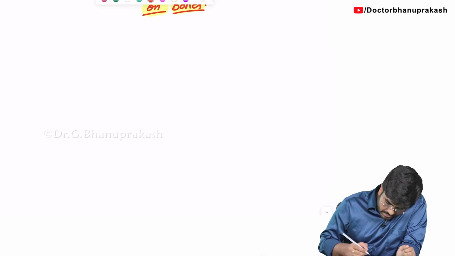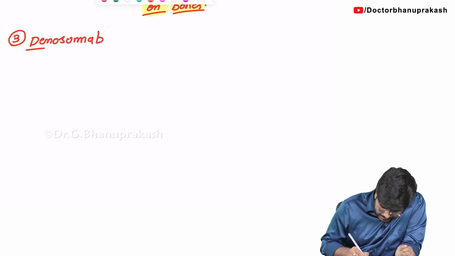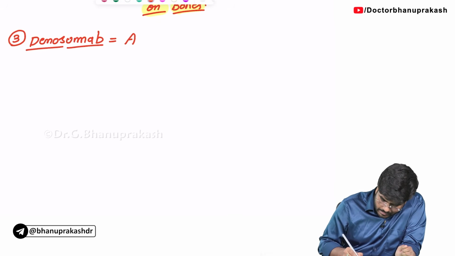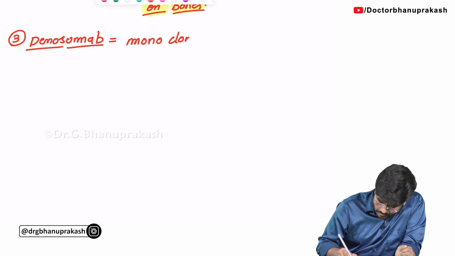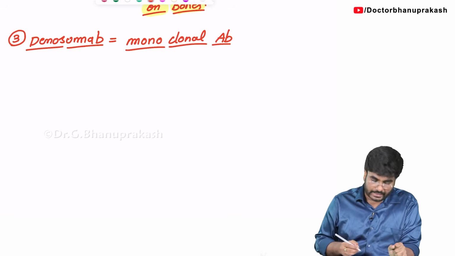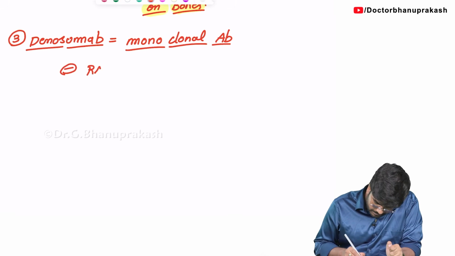And one more drug which is called denosumab. What exactly is this denosumab? See, it is ending with the word mab. Anything which ends with the word mab is a monoclonal antibody. So this denosumab is actually an antibody drug. What will it do? What is this antibody attacking? Denosumab will inhibit RANK ligand.